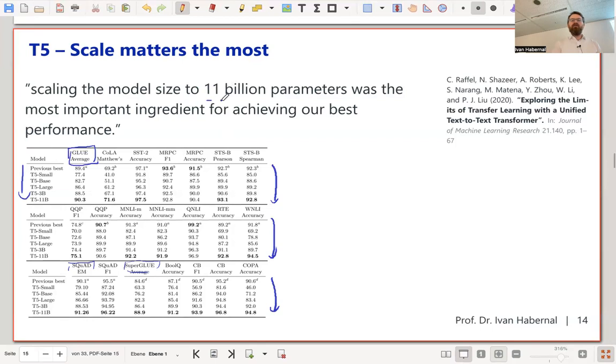Scaling the model size to 11 billion parameters was the most important ingredient for achieving our best performance. Okay. This is kind of sad, but good at the same time. You can have super many clever things in your architecture. You can change the architecture, introduce layer normalization, GELU versus ReLU, things like that. You have thousands of different ways to change your model. At the end of the day, if you can make it bigger and train for longer, you win. It's sad, but that's the reality.